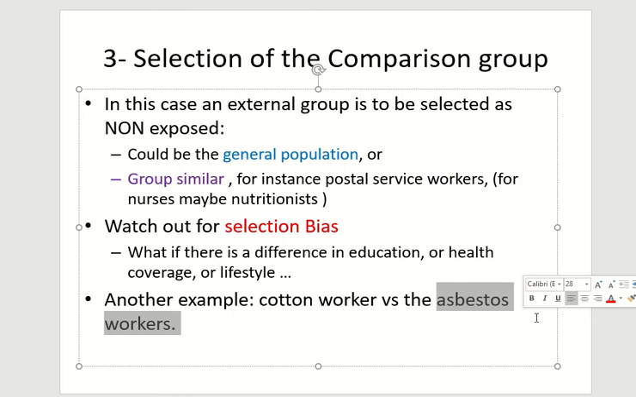I want an external comparison group. Either I take the general population, but then someone says, wait, in the general population you have highly educated, high income people, while these are workers, so you need people like them. And therefore I need to get other workers, but not in the asbestos. So I go, for example, and get them from the cotton workers. So it's kind of the same type of work, same difficulties, same hours. So I'm trying to get a comparison group that are not exposed but are not very different from them.